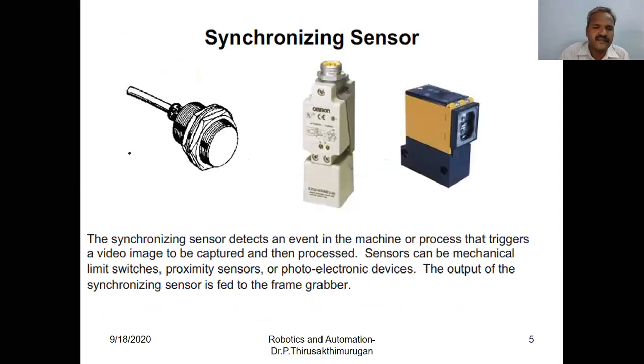These are all synchronizing sensors. These sensors synchronize with the frame grabber. The synchronizing sensor detects the event, the machine or process that triggers the video image to be captured. Sensors can be mechanical limit switches, proximity sensors, photoelectric devices, etc. The output of the synchronizing sensor feeds the frame grabber to capture the image.